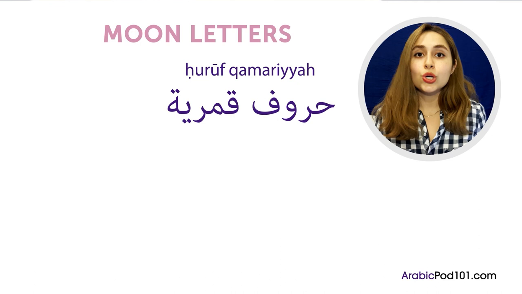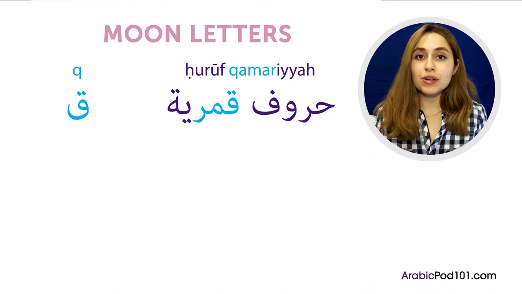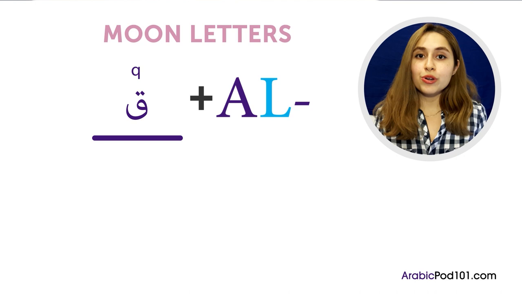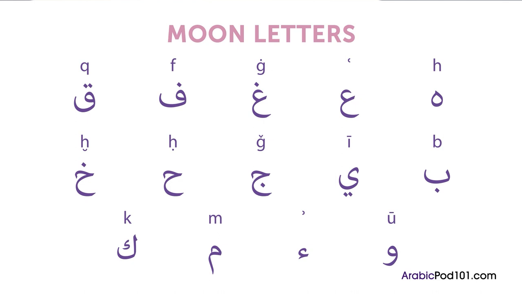Moon letters are referred to as حروف قمرية, because the letter قاف in the beginning of the word قمر, meaning moon, is itself a moon letter. Moon letters allow the L before them to be pronounced fully as L. Here are the moon letters. قاف, فاء, عين, غين, هاء, خاء, حاء, جيم, ياء, باء, كاف, ميم, همزة, واو.